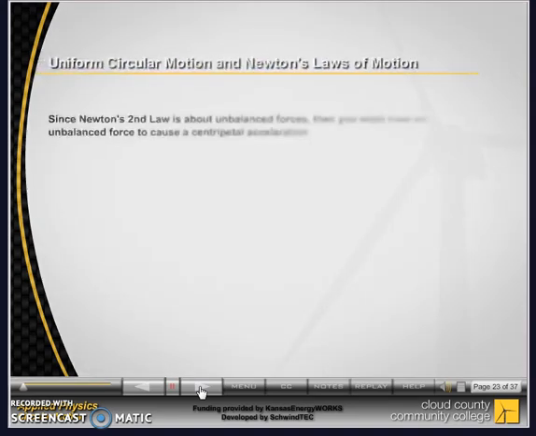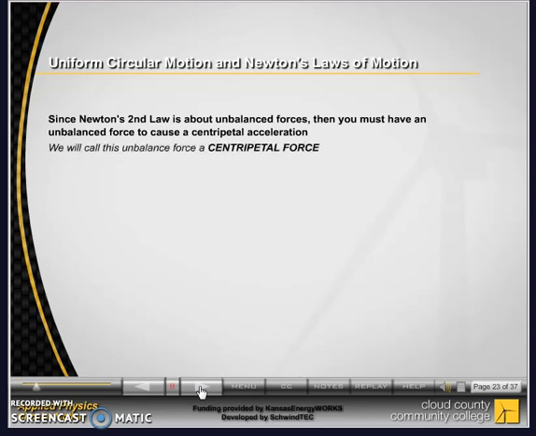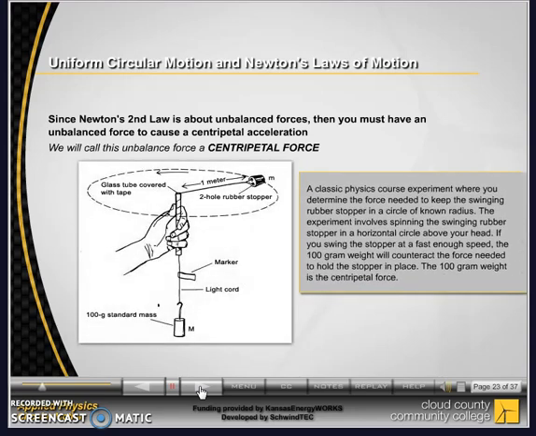Since Newton's second law is about unbalanced forces, then you must have an unbalanced force to cause a centripetal acceleration. We will call this unbalanced force a centripetal force. Here is an illustration of a classic physics course experiment where you determine the force needed to keep the swinging rubber stopper in a circle of known radius.